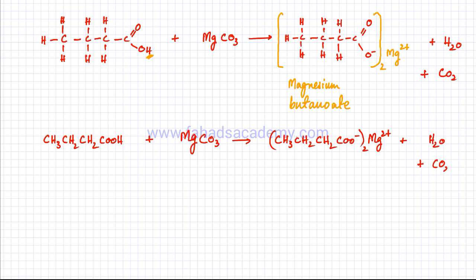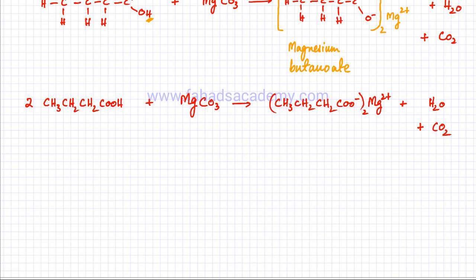The only thing is that you need to balance the equation. So since there are 2 butanoate ions, there should be 2 molecules of butanoic acid, and the rest of the equation looks balanced. So that's a reaction of butanoic acid with magnesium carbonate, and you get magnesium butanoate plus water plus carbon dioxide.